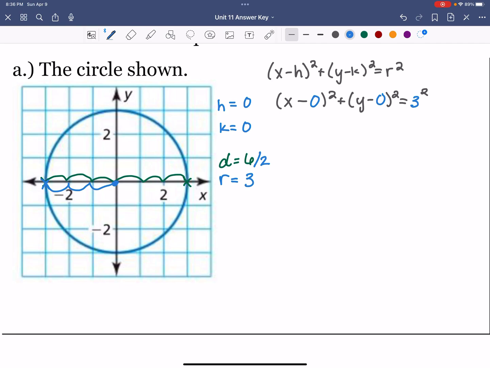Now, the best way to simplify here is if I notice that I have a 0, any x minus a 0 is going to still be x. For example, if we said x is 5, 5 minus 0 is still 5. So I'm going to go ahead and cross out these zeros and just say x squared plus y squared equals 3 squared, which is 9. Awesome. And this is the first method that you can do.